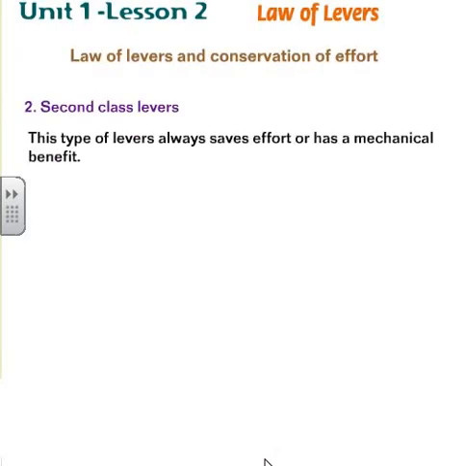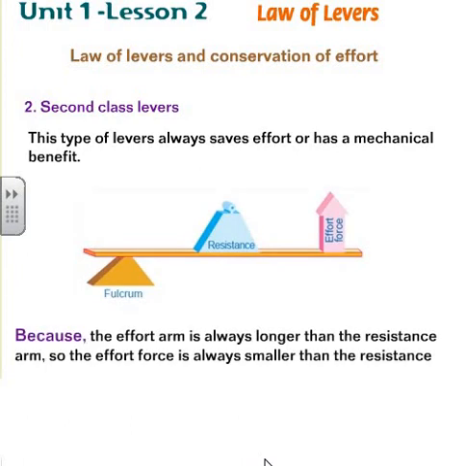In the second class lever, this type of lever is the best type of lever. It always saves effort. It always has mechanical benefit because the force arm is always longer than the resistance arm. The effort arm is longer than the resistance arm, so the effort force is always smaller than the resistance. We do a small force to move a great resistance.